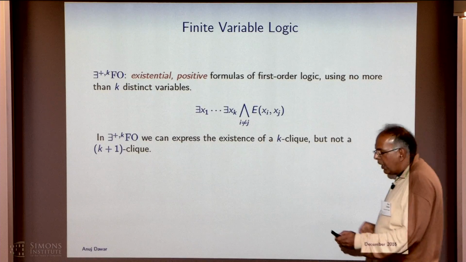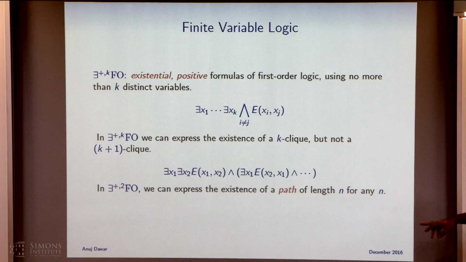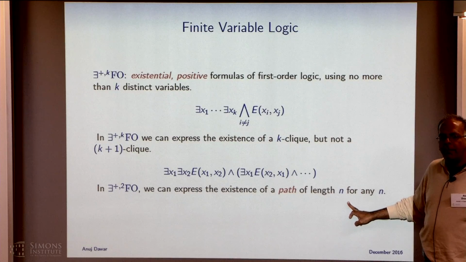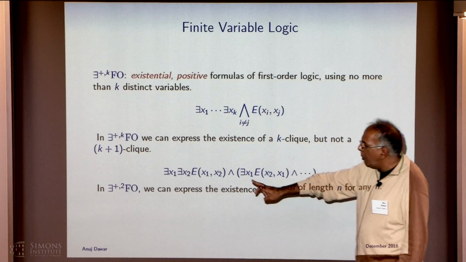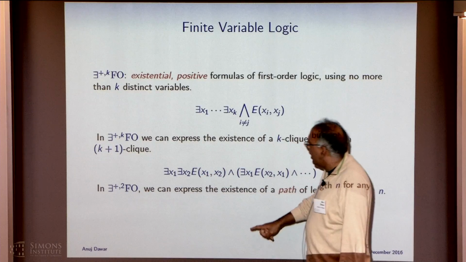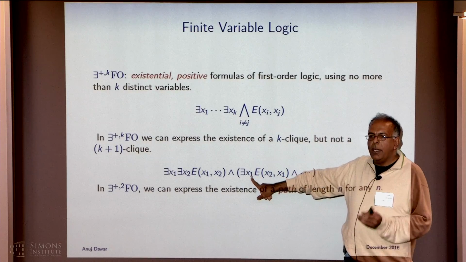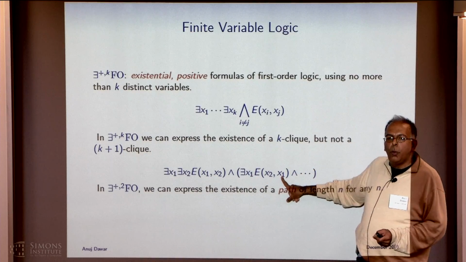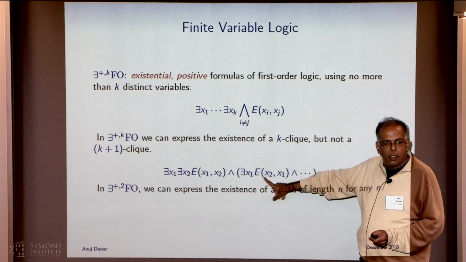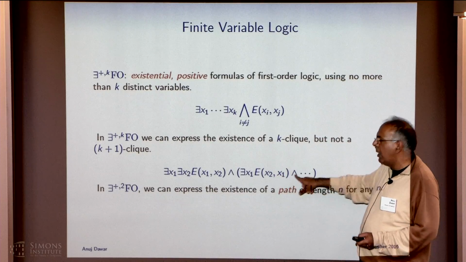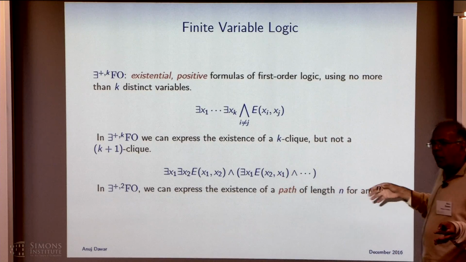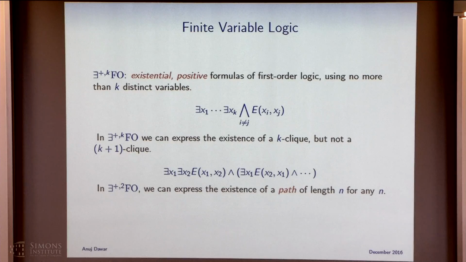Okay? On the other hand, look at this. I want to say there's a path of length n for some large n. I can do that just using two variables and no more. Because I say there's a pair of points x1 and x2 with an edge. And then there is some x1, I reuse the variable, such that there's an edge from x2 to x1, et cetera, et cetera. So with a long formula, using just two variables, I can do it.